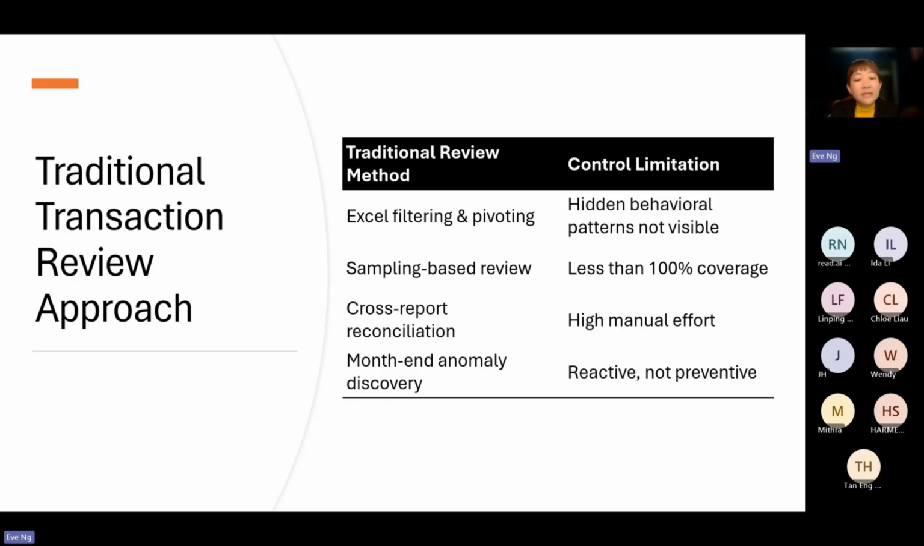So when review is sample-based, the coverage is actually partial, it's not full coverage. When review is manual, your effort is high. You will need a lot of time to search for data, search for transactions. And when anomalies come in, they are discovered only at the month end, and your controls become reactive. Those are the gaps that AI monitoring is designed to address.